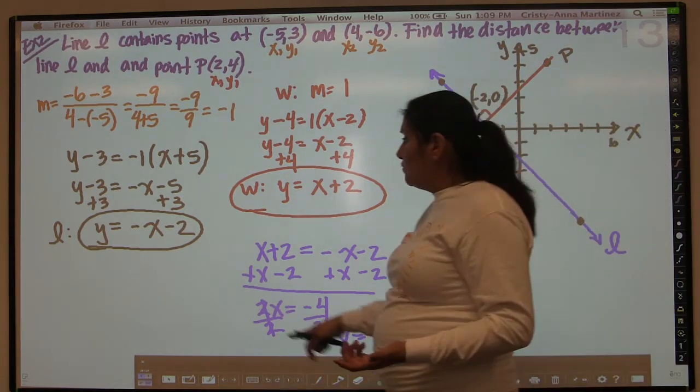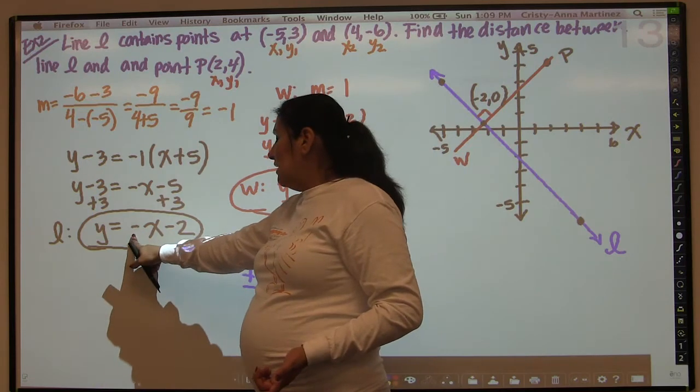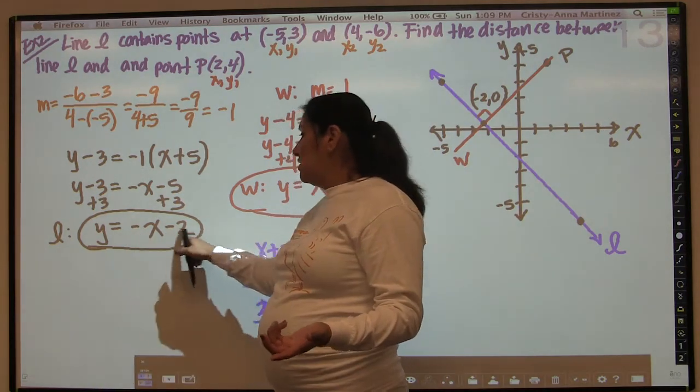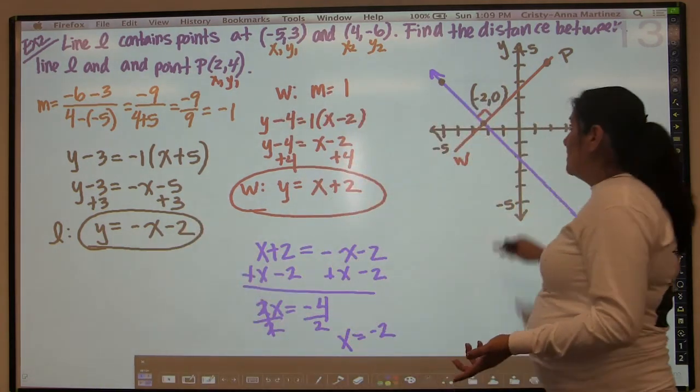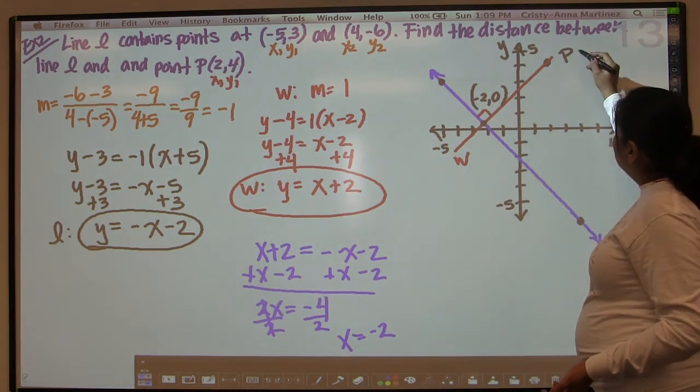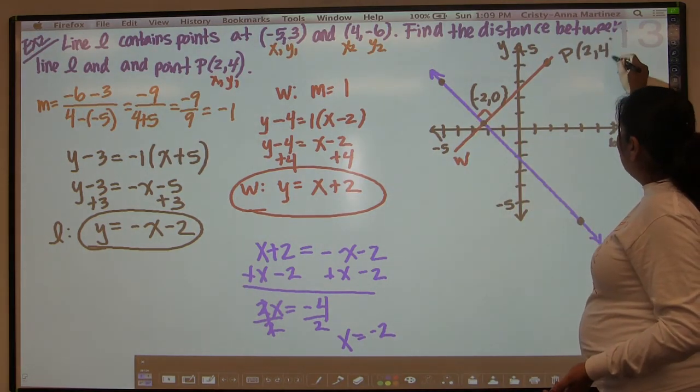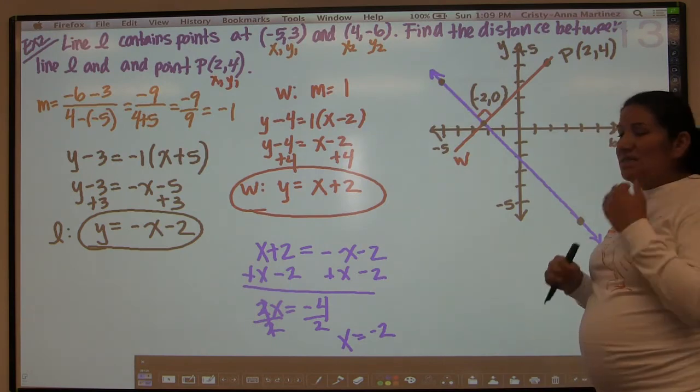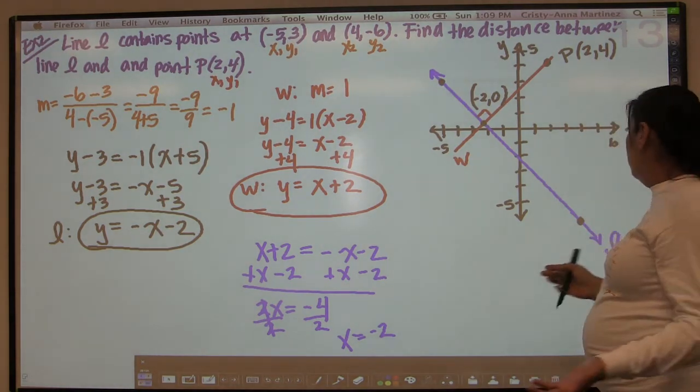If I plug negative 2 over here, I'm going to get negative, and then negative is positive 2, minus 2, again, is going to be 0. So that's my point of intersection. The point P was 2, 4. Now that I have the 2 points, now it's a simple, straightforward distance formula problem.